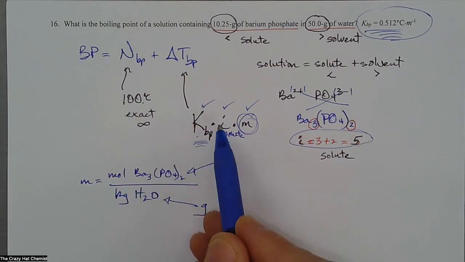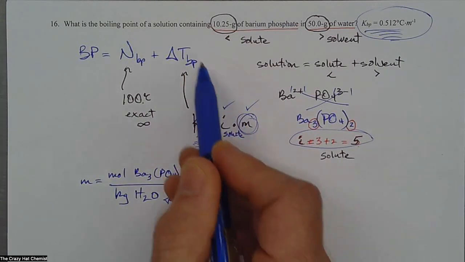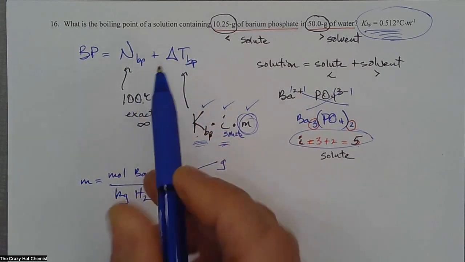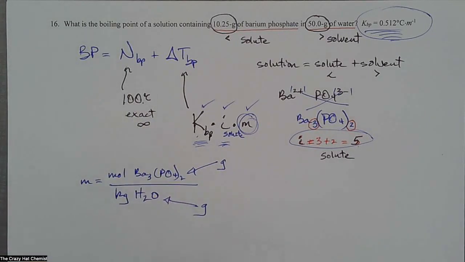That's the constant, the Van 't Hoff factor, the molality, and we will get the change in temperature of the boiling point, and then we will add that to 100, and then we will get the boiling point of our solution. All right, so hopefully that makes sense for you.